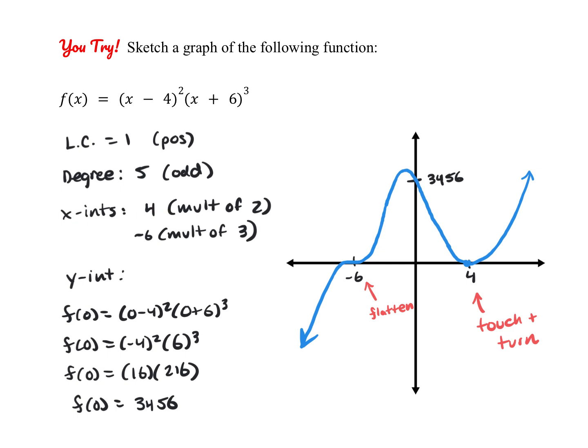At the x-intercept of 4, I have a multiplicity of 2. So you'll see that graphically I have that little touch and turn. And then for my x-intercept at negative 6, I have a multiplicity of 3. So you can see that I have that flattened but continuing shape. And then here's my y-intercept at 3,456, which is why we are not drawing these graphs to scale.